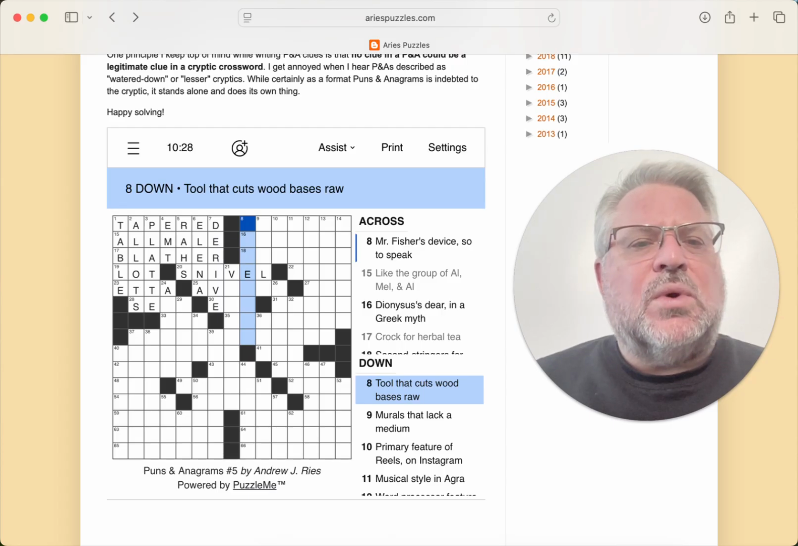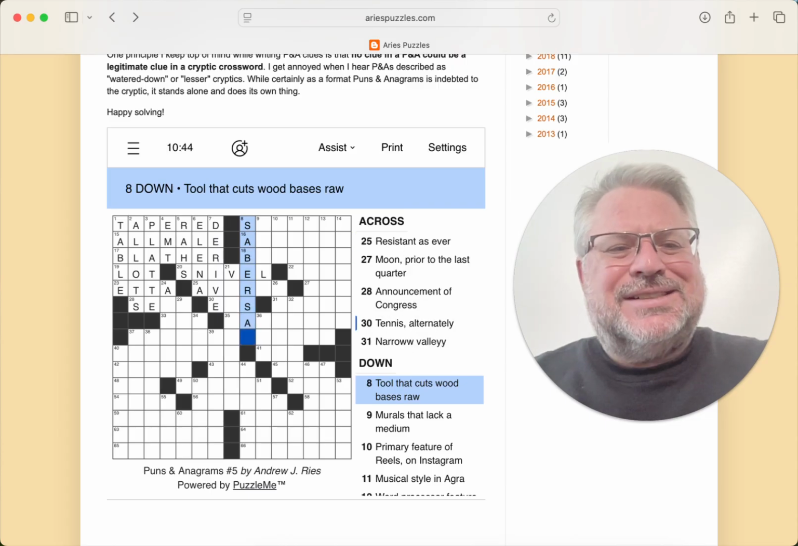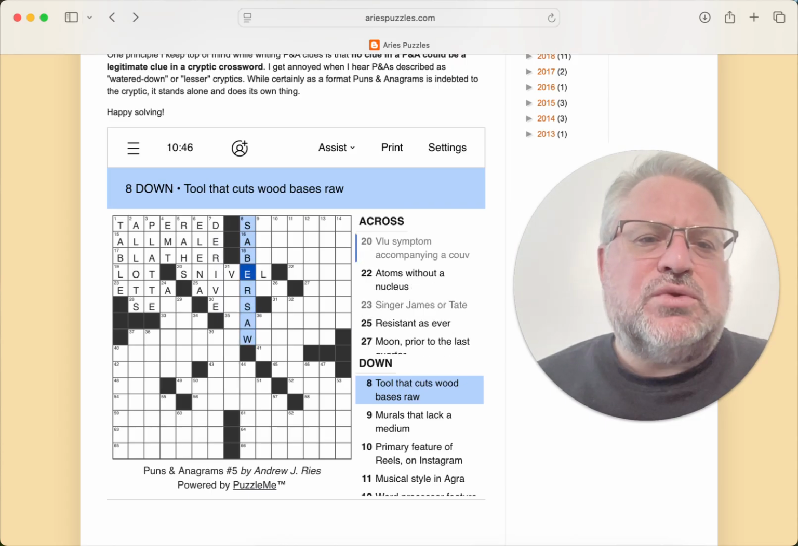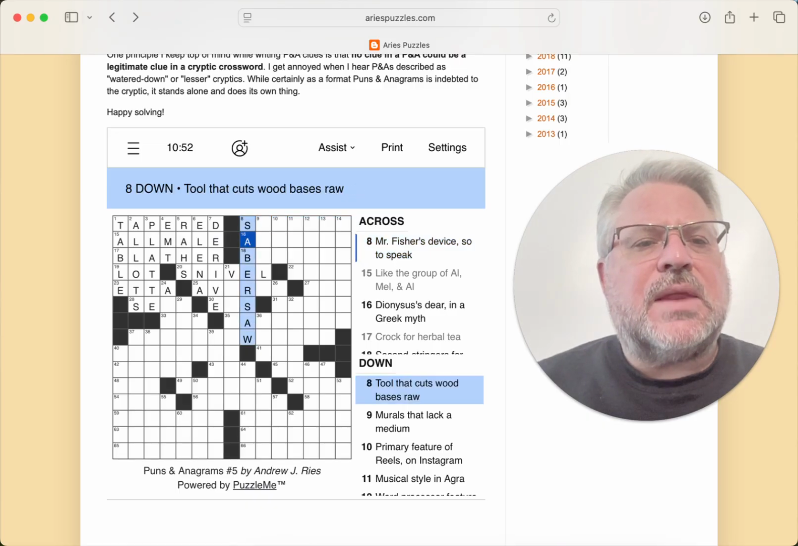8 down, tool that cuts wood bases raw. Bases raw, that will get us some kind of saw, saber saw. Saber saw is a tool that cuts wood, and it is an anagram of bases raw. Mr. Fisher's device, don't know.